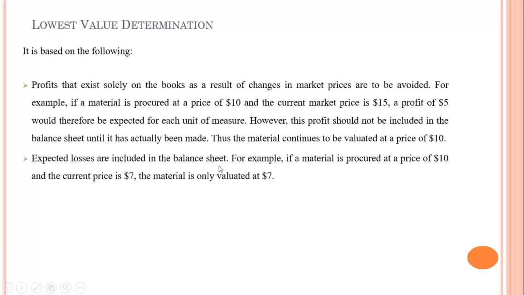Expected losses are included in the balance sheet. For example, if a material is procured at a price of $10 and the current price is $7, then this loss is to be included in the balance sheet. So the material will be evaluated at $7.